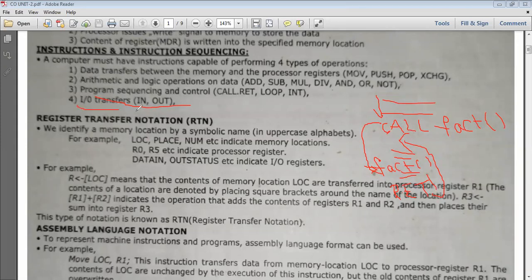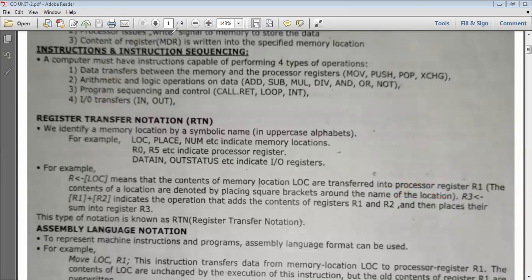Next, IO transfers. IO transfers means data in and data out. Now in this, the first one is register transfer notation.